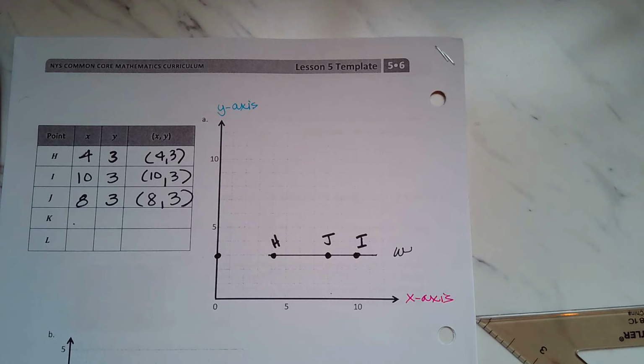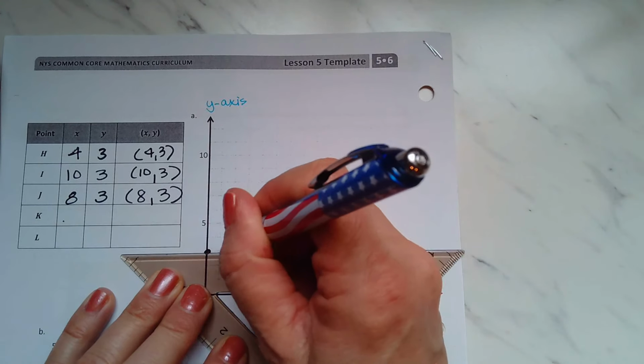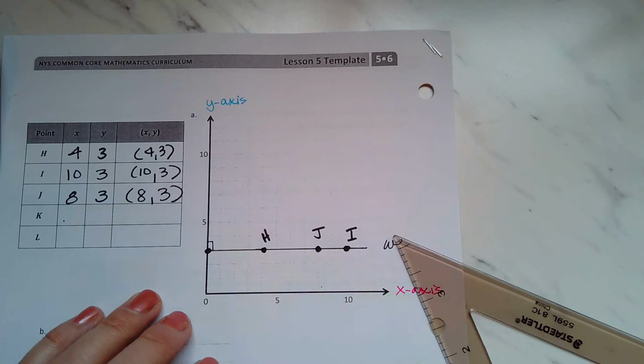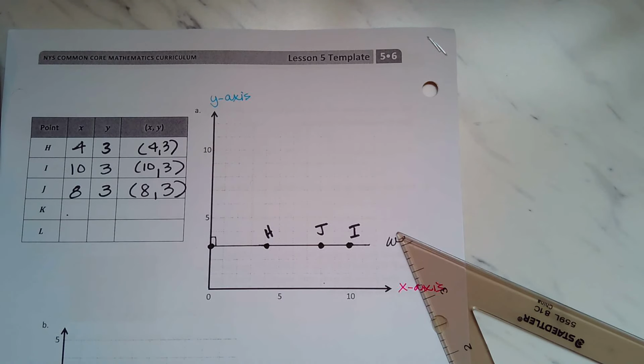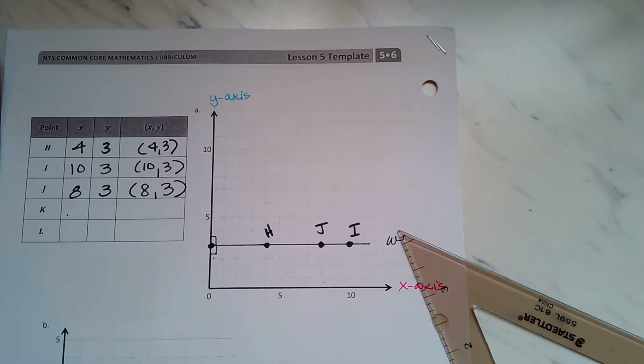What kind of angle is formed at the intersection of line W and the y-axis? A 90-degree angle, right? So these lines would be considered perpendicular. I actually see two 90-degree angles, one on this side and one on this side when they intersect. When the x and y axes meet, it makes a right angle. And since W is parallel to the x-axis, it also makes a right angle.